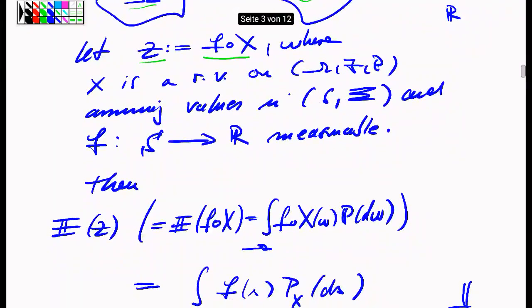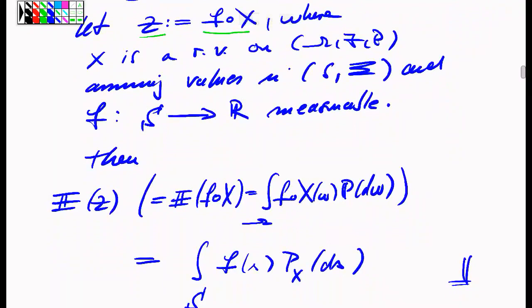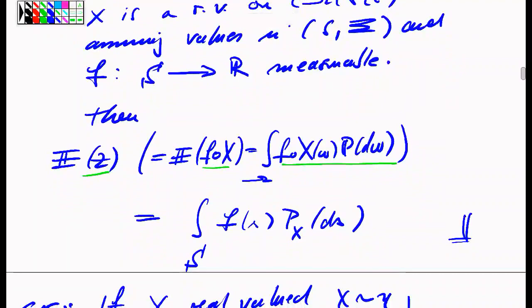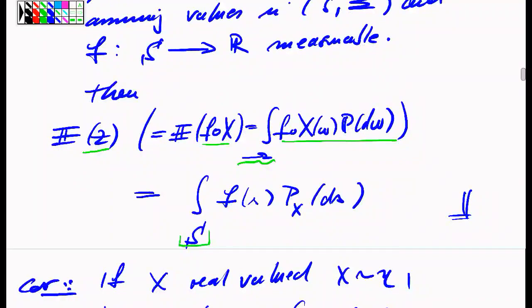And the statement of this general transformation rule is as follows. The expectation of this new real valued random variable z, which is by definition just the expectation of the composition of f acting on x, or in other words, just this integral as we had just defined, can in fact be evaluated by performing an integral not on omega, but on the intermediate space S, using just the law of the random variable x. That's the general transformation rule that we will work with in the future.